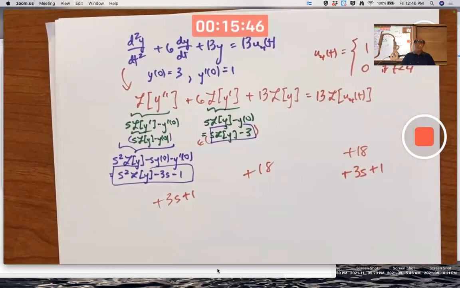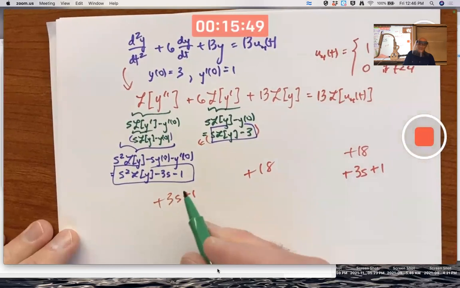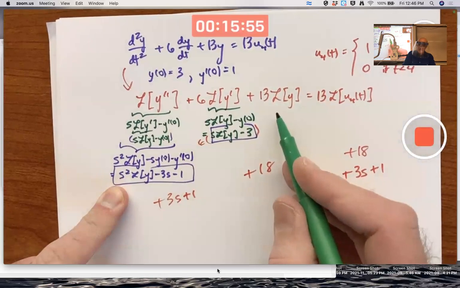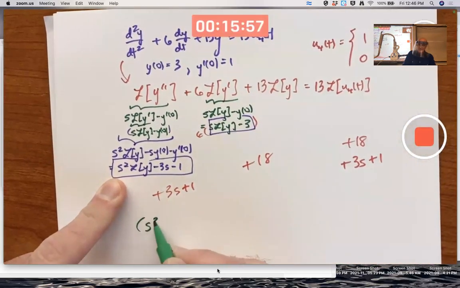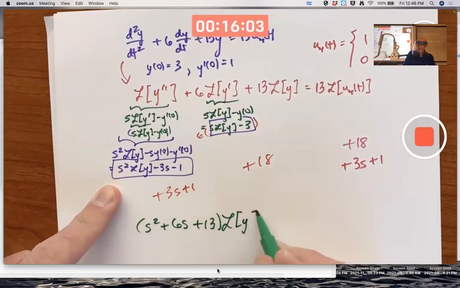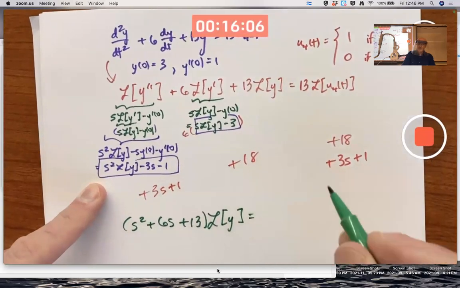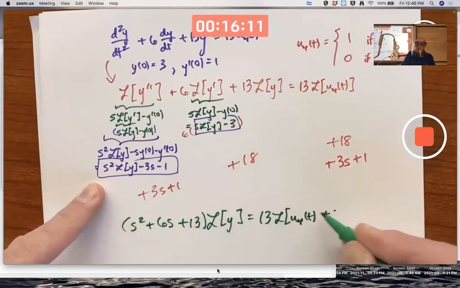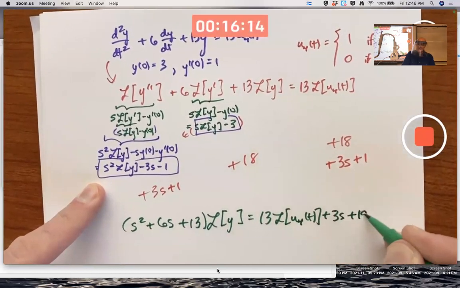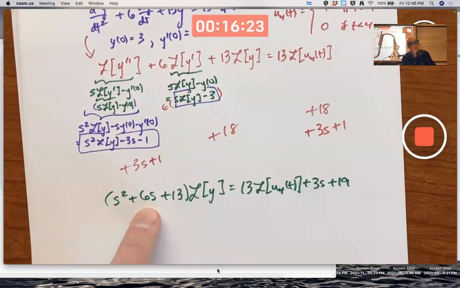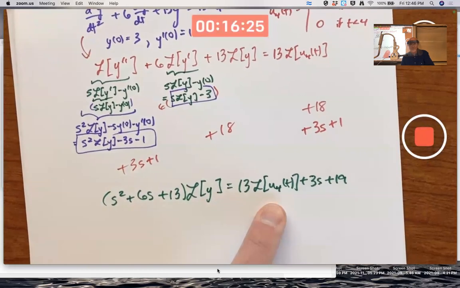On the left side, you would still have a Laplace transform times s squared and times 6s and times 13. So you could factor it out, and you could write s squared plus 6s plus 13 times the Laplace transform of y equals 13 times the Laplace transform of u4 of t plus 3s plus 19. Which I can now divide both sides by this to isolate L of y. But there's still the question of what L of u4 of t is.